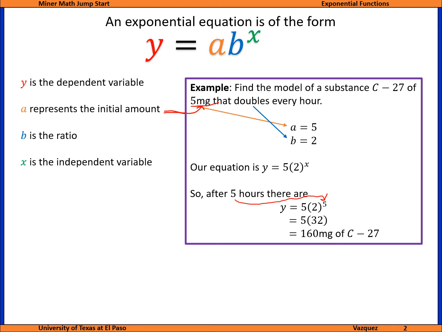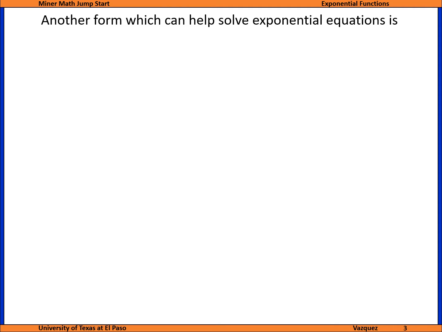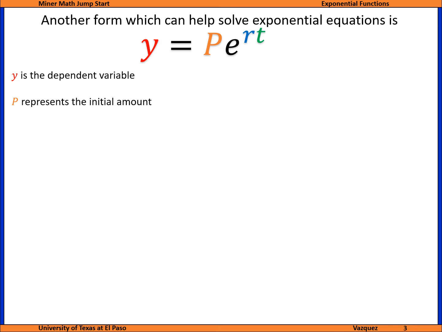Now, this is the standard form of an exponential equation, but there's one you might have seen before. We tend to use it more for applied problems. It's just another way to write exponential equations. I've heard people call it the PERT formula. I would just call it the alternative way of writing an exponential equation. Same thing, y is still the dependent variable. It's going to depend on r and t now. But here, p is just another way of writing a, which is still the initial amount.